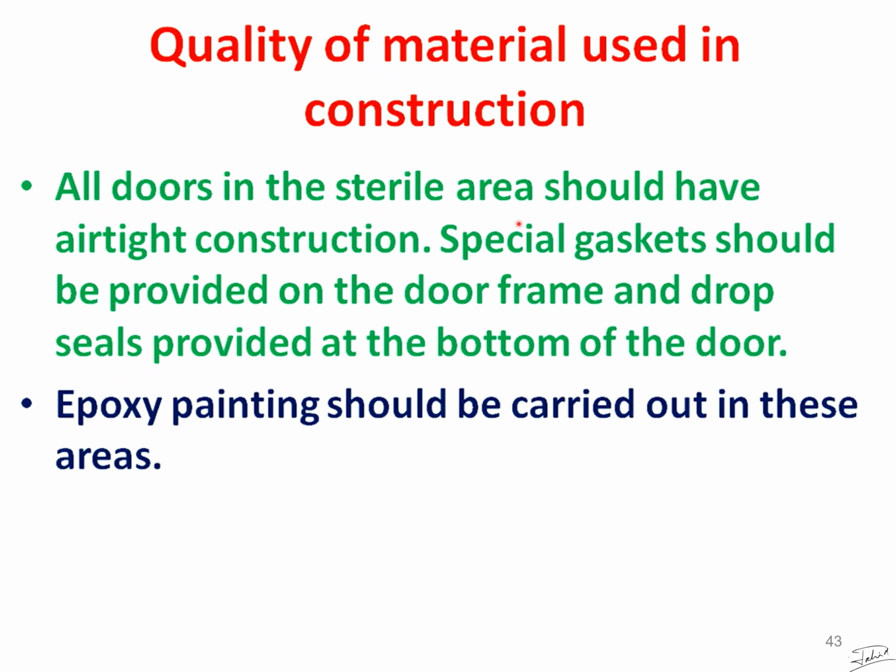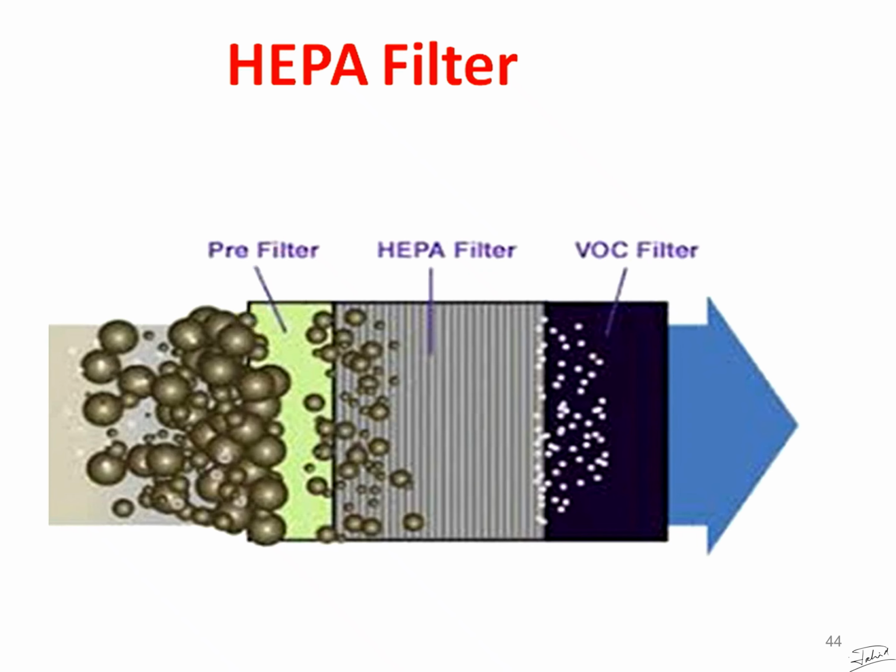All doors in the sterile area should have airtight construction. Special gaskets should be provided on the door frame and drop sills provided at the bottom of the door. Epoxy painting should be carried out in these areas. So you have already seen what our quality of doors, windows, floors and ceilings should be. Okay, so in our next lecture, we'll start with HEPA filters and the HVAC system.